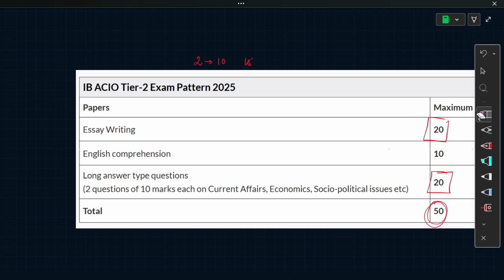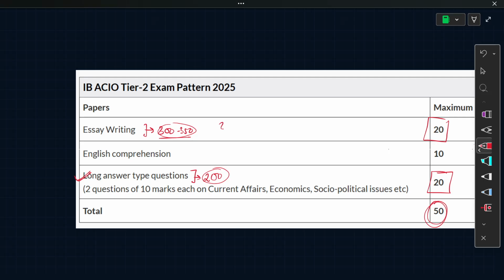We know the stuff. But a good standard we can follow is that for long answer type questions, we can use around 200 to 250 words. I guess 200 words would be a good standard. And for essay writing, we can use somewhere around 300 to 350 words. This would be a good enough standard to follow.